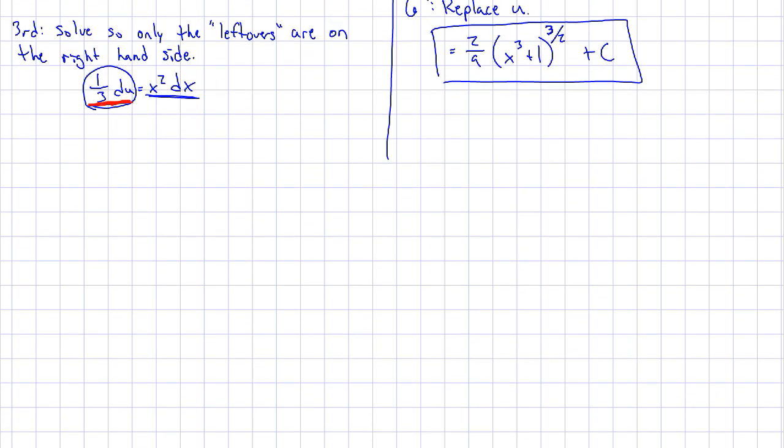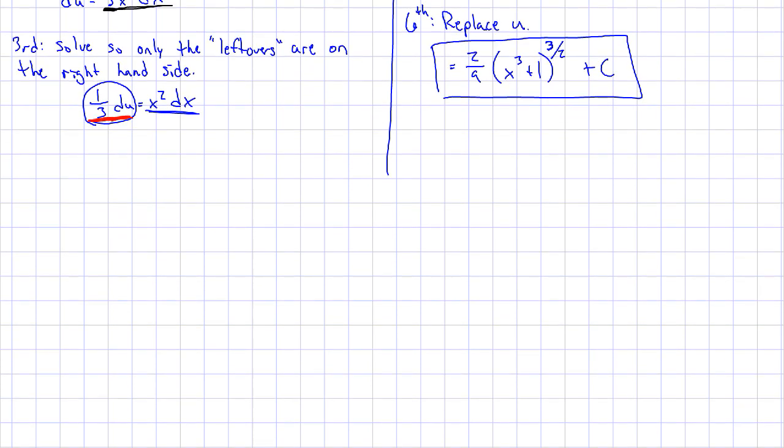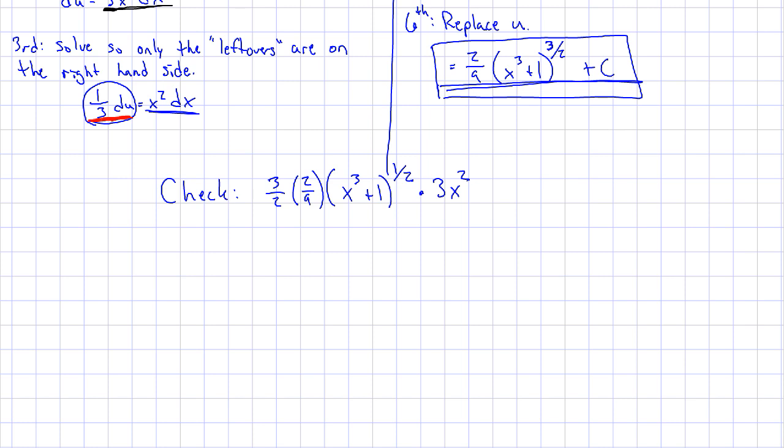So let's go ahead and do that here. We want to check if the derivative of this is my original function, the original function that I started with in my integral. So I need to apply the power rule. I'm taking the derivative of this answer, 2/9 (x cubed plus 1) to the 3/2. So I'll apply the chain rule. I have 3/2 times 2/9 times (x cubed plus 1) raised to the 1/2. I need to use the chain rule here, so times 3x squared, and then the plus c goes to 0.